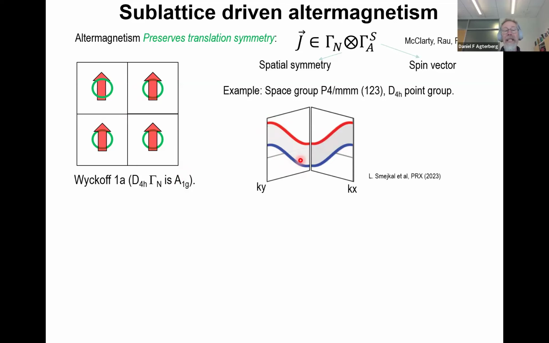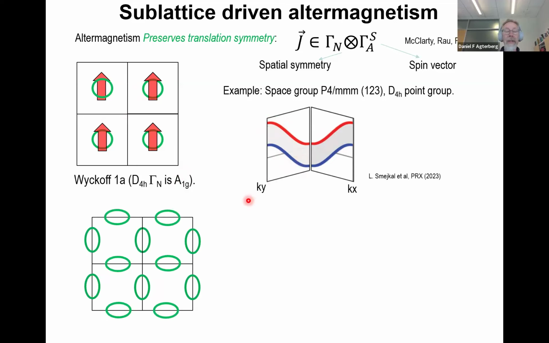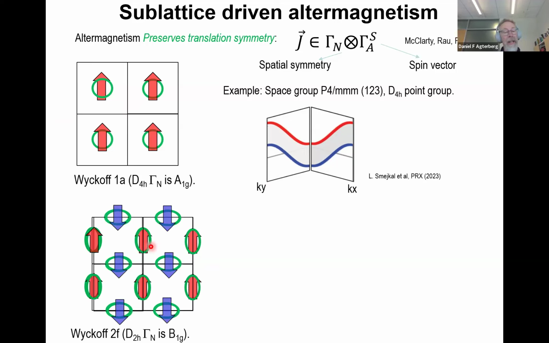Okay, so how do we get altermagnetism? Well, the solution is then to consider the sublattice degree of freedom. And here I'm considering a Wyckoff position where there are two atoms per unit cell. And this is the 2f Wyckoff position. And now I can go through the same argument. I can ask, how can we make magnetic states that preserve translation symmetry? And of course, we can do the ferromagnet as above. But now there's clearly a second possibility, and that's just making an antiferromagnet on this sublattice degree of freedom.